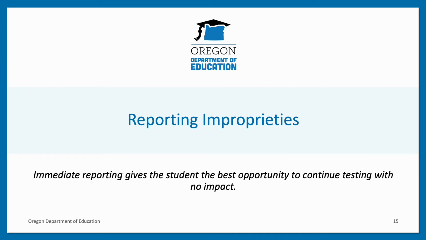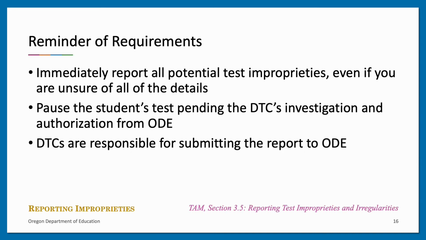Now we will review how to report improprieties. When a potential test impropriety or irregularity occurs, it is essential that the first course of action is to pause all impacted tests until the incident is reported, investigated, and resolved. Any potential test impropriety or irregularity must be reported up the chain of communication so that the incident may be investigated in a timely manner and that the appropriate outcome identified as quickly as possible.